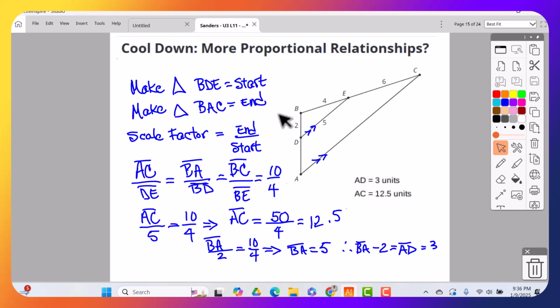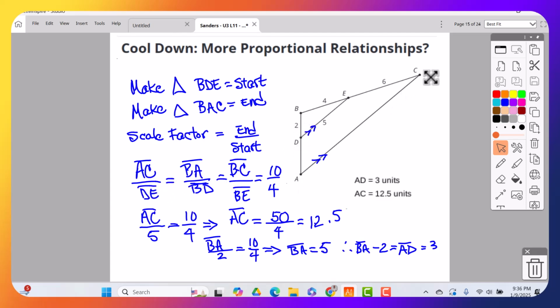And we look, because what do we want to find? Well, in one case, we want to find AC right here. And in another case, we want to find DA right here. We want to find that. But to do that, we have to do some proportion work. So let's get started here.